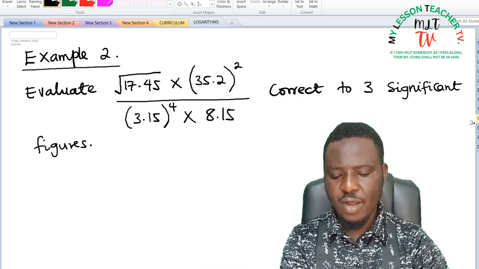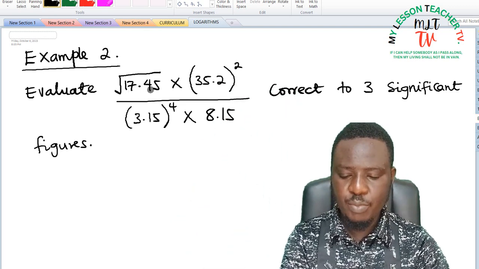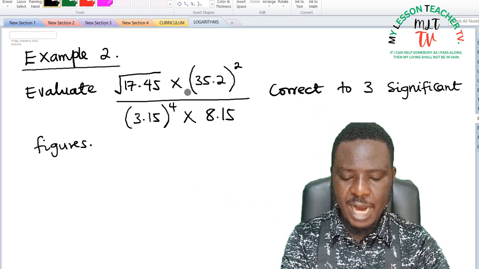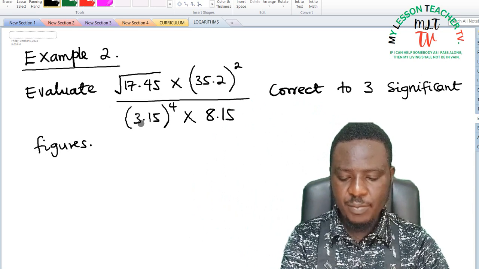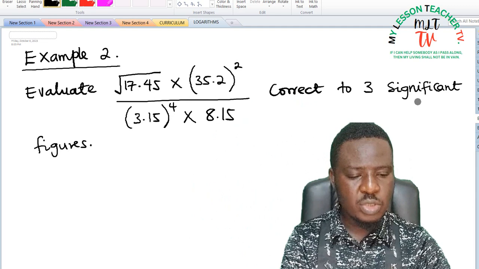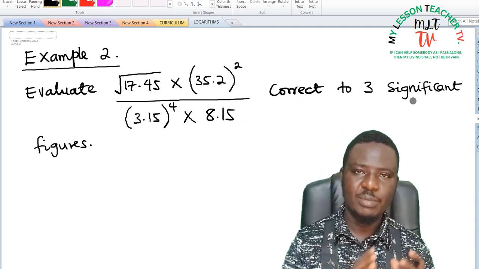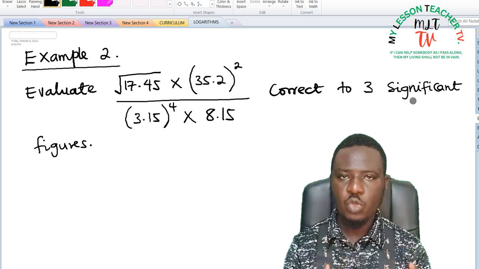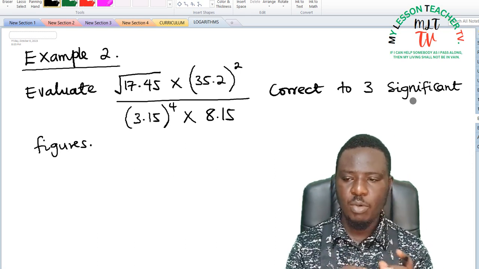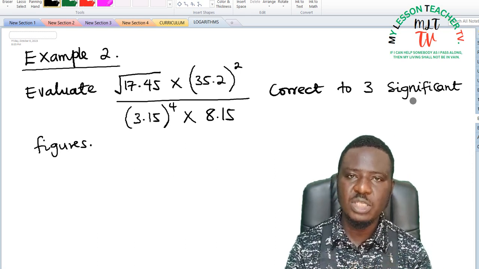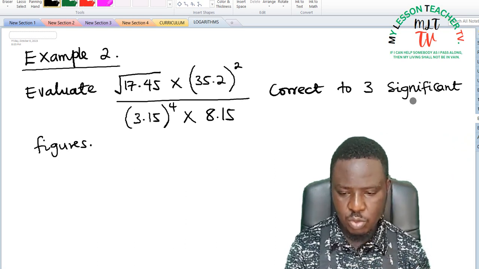Example 2 says we should evaluate the square root of 17.45 times 35.2 squared, divided by 3.15 raised to power 4 times 8.15, correct to three significant figures. Now we are to use the logarithm table. You can also do this using your calculators, but the question warrants us to do this using logarithm table.